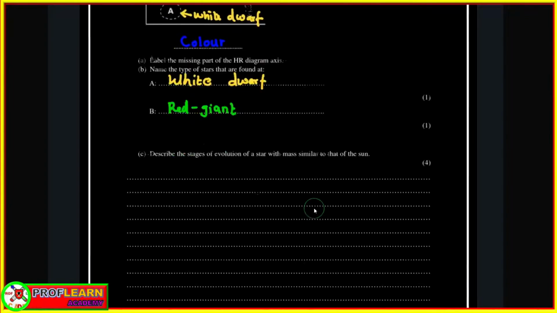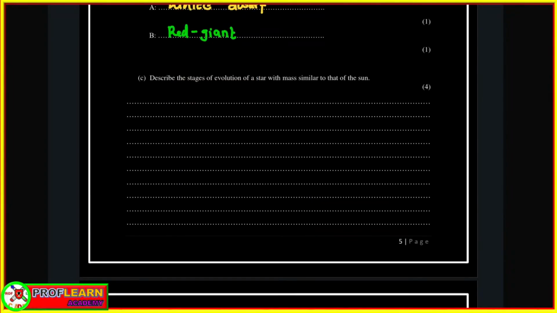The next question: you are supposed to describe the stages of evolution of a star with mass similar to the Sun. When you are told to describe different stages of evolution of stars, remember to check whether it is similar to the Sun or of mass greater than that of the Sun. Now in this one, part C is similar to the Sun.